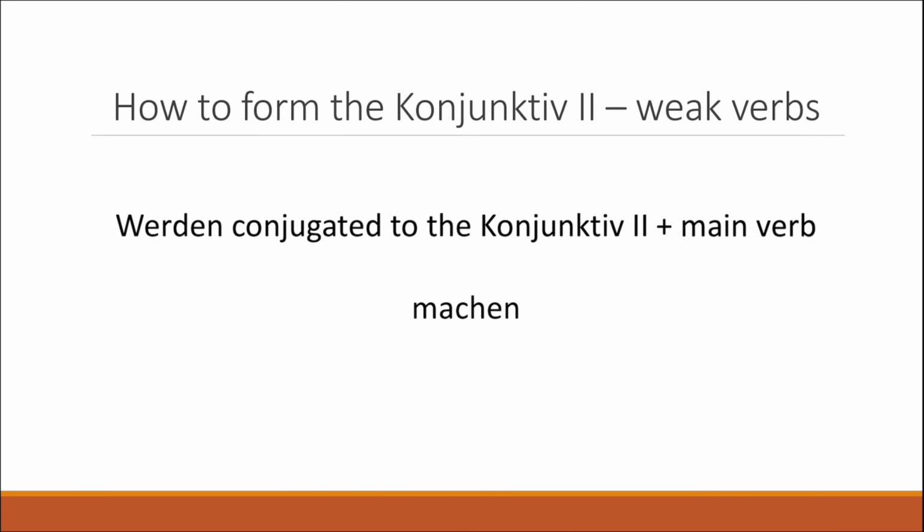Now, let's see what this would mean. Well, machen is a normal verb. How do we form the Konjunktiv II of machen? Well, first we're going to conjugate werden to the Konjunktiv II. So it would be würde, würdest, würde, würden, würdet, würden, depending on what we're talking about. And then it's going to be followed by the main verb. So for example, for the third person singular, we would say würde machen.